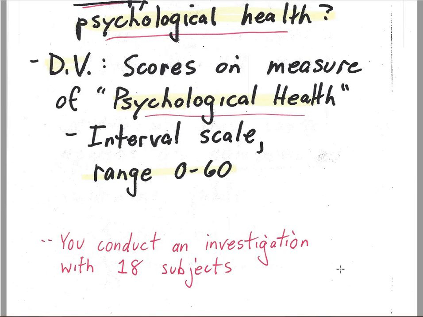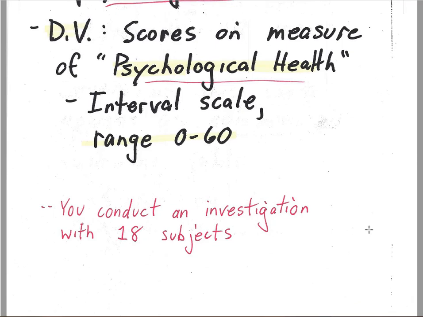To keep things simple, you conduct an investigation with 18 subjects. In real-world research, you'd want a lot more than 18 subjects to have adequate statistical power. Keeping it down to 18 will make it easy for me to show figures and numbers in the tables and figures that I'm going to show in this lecture.